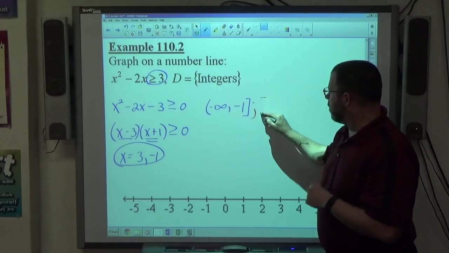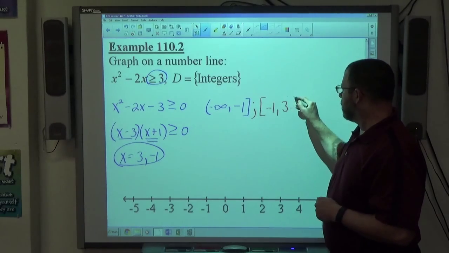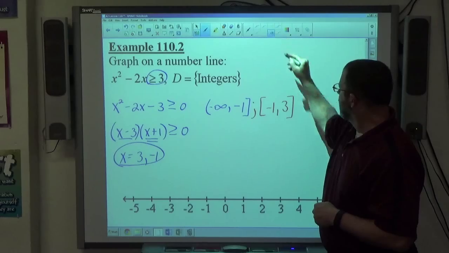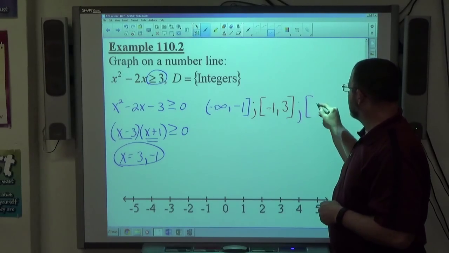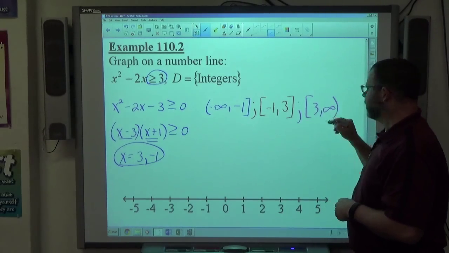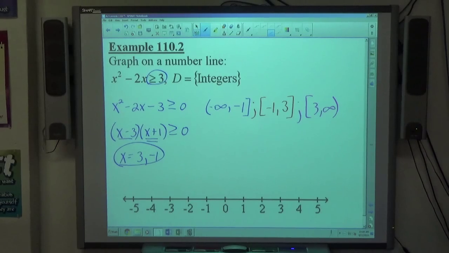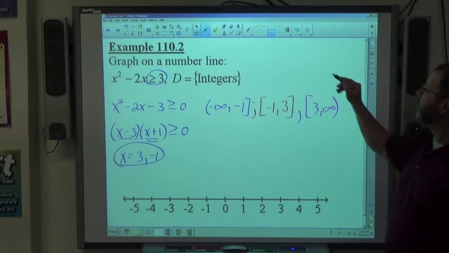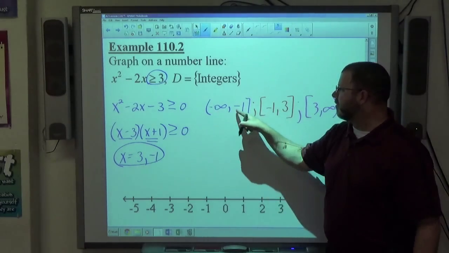My second one is going to go from negative 1 up to 3, bracketing both numbers. And my third one's going to go from bracket 3 up to infinity, and infinity is going to get a parenthesis. So again, 2 zeros created 3 regions. I need test points for each region. Anything between negative infinity and negative 1 will do.